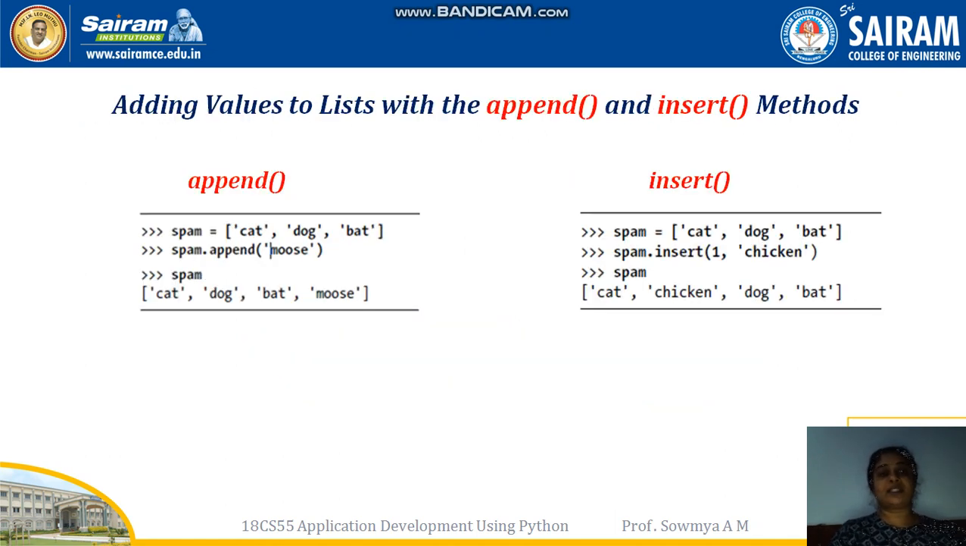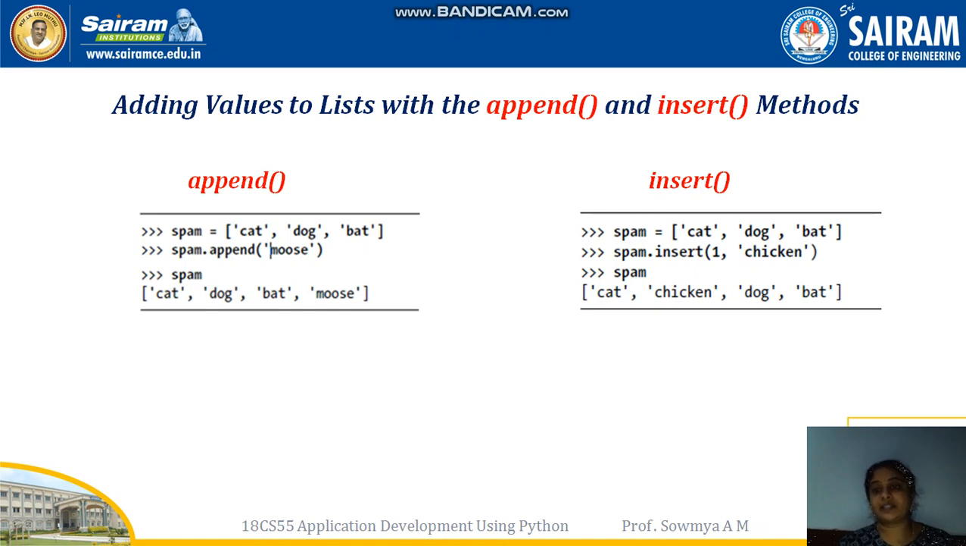Next method is append and insert. We have seen adding a value to the list by using plus, but we can make use of the append method with the value. See here, spam dot append mouse. So what happens, spam will be updated at the last with mouse. So if you want to keep adding values to the list, then we can use the append method.